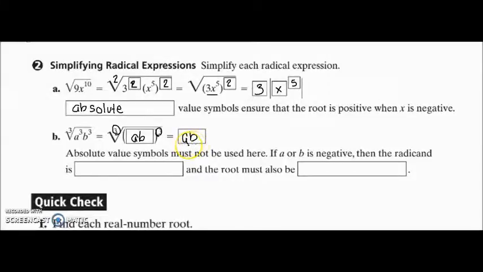And we don't need an absolute value symbol here because this index is an odd number. So the absolute value symbols must not be used here. If a or b is negative, then the radicand, this thing that's underneath the radical, is negative. And the root must also be negative.